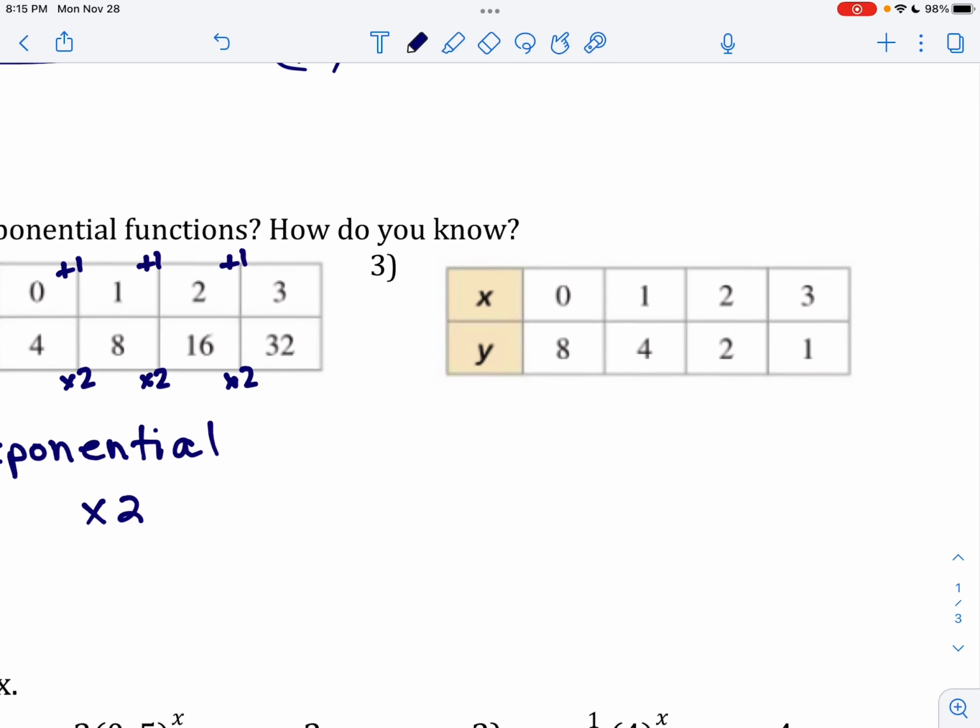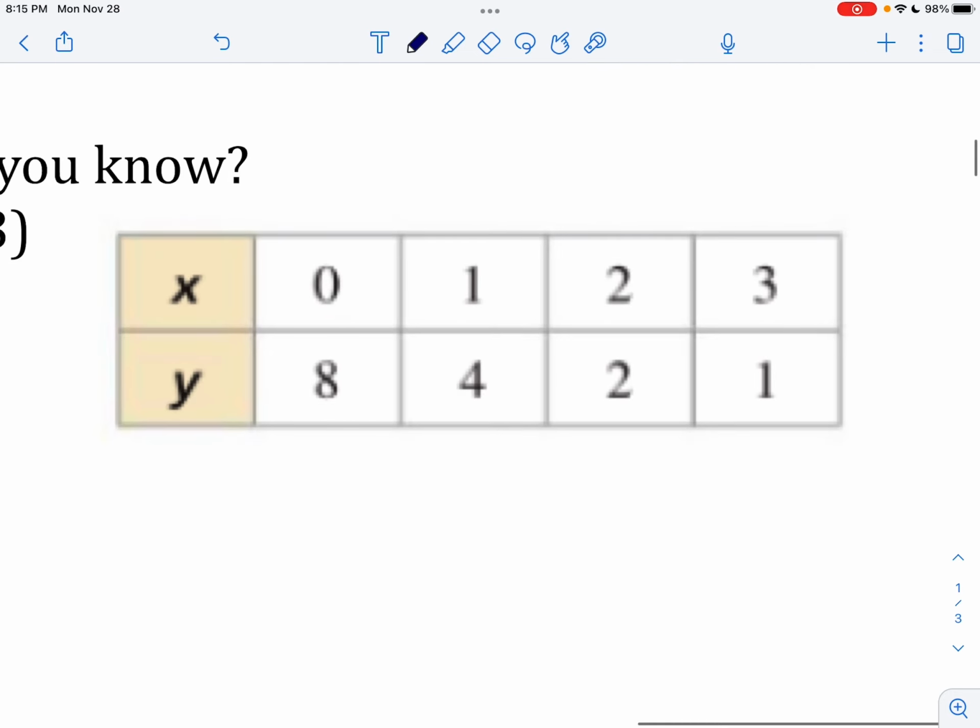All right, the next one, number 3. The top is increasing by 1, and the bottom, 8 to 4 goes down 4, but then 4 to 2 only goes down 2. So I know something is up. It cannot be linear because it's not decreasing by the same number. So let me see if there's something that I can multiply this by to get these numbers.